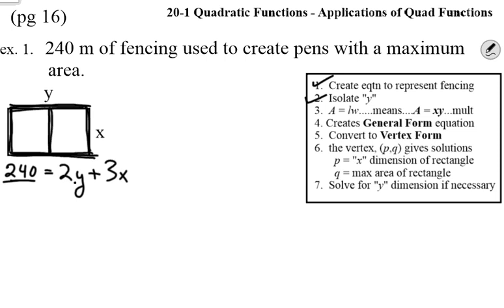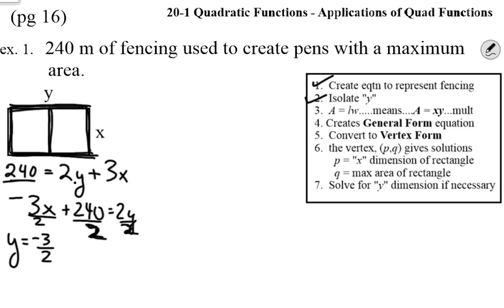Step 2, we want to isolate the Y. We've done a lot of that over the years, so get Y by itself. I'll move the 3X over, so we have negative 3X plus 240 equals 2Y. Now I divide by 2 on both sides to get Y by itself. We're left with Y equal to negative 3 halves X plus 120. I've isolated Y. There's step 2.